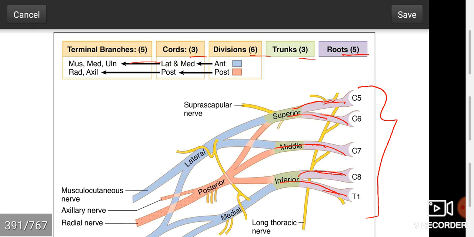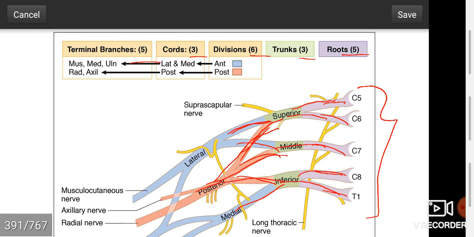Then these trunks dividing into 2 divisions. Every trunk has 2 divisions. One is the anterior division, the other is the posterior division. Anterior divisions are determined there as blue, and posterior divisions are colored there in red color. Then we can see the anterior division and posterior division of the inferior trunk.